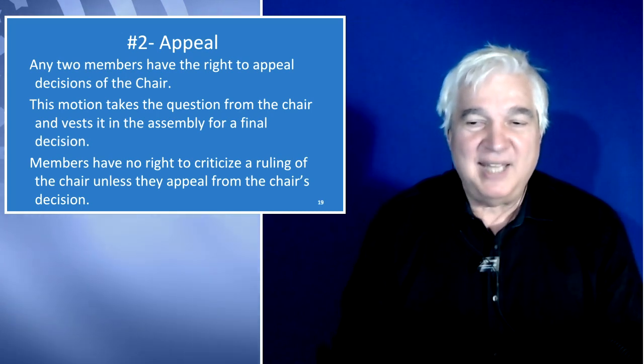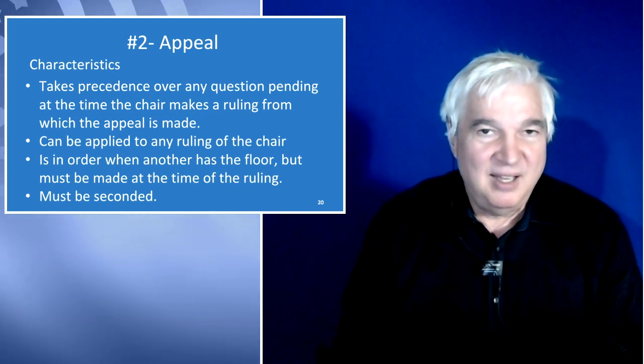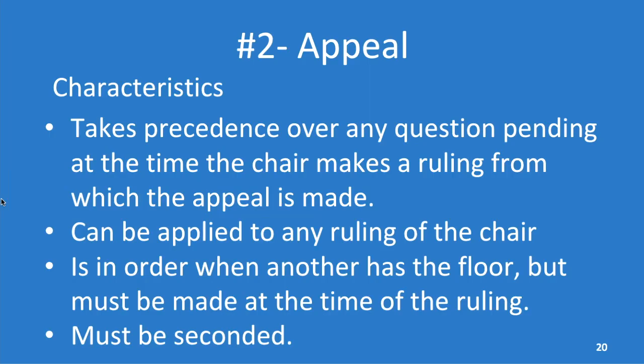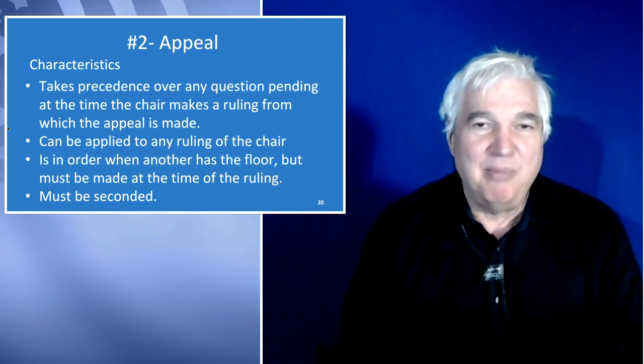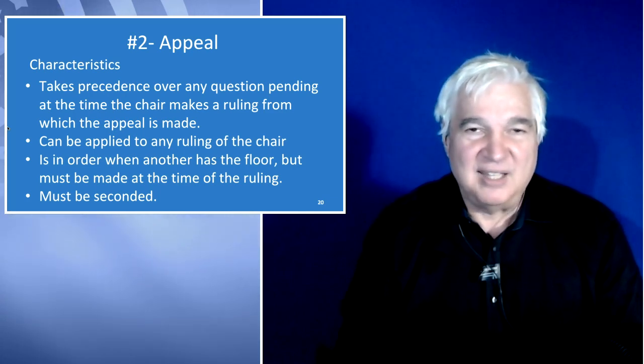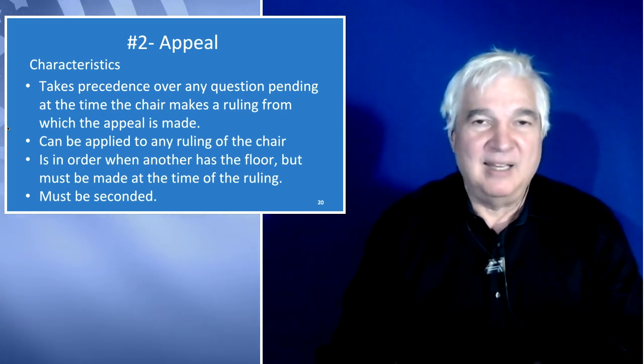So the characteristics of an appeal: it takes precedence over any other question pending at the time the chair makes a ruling from which the appeal can be made. So, with some of the things we've been dealing with, you have to do the point of order to have the chair make a ruling which you can then appeal. That's how you take the decision out of the chair's hand and move it into the assembly. And it has to be done in a meeting, otherwise you have no other platform in which to use these tools. You can't do this through IM and chat and on a phone call. It's got to be in a meeting where you have the assembly participating and can back you up.